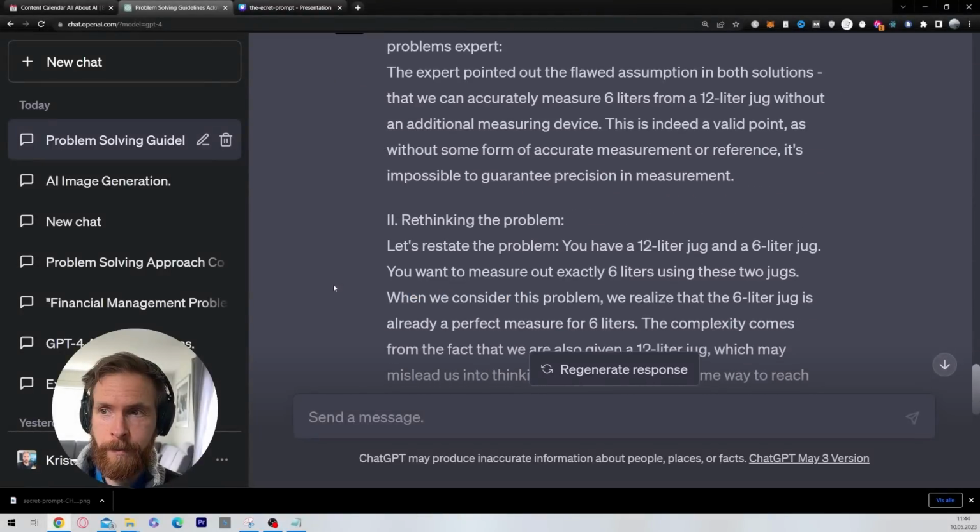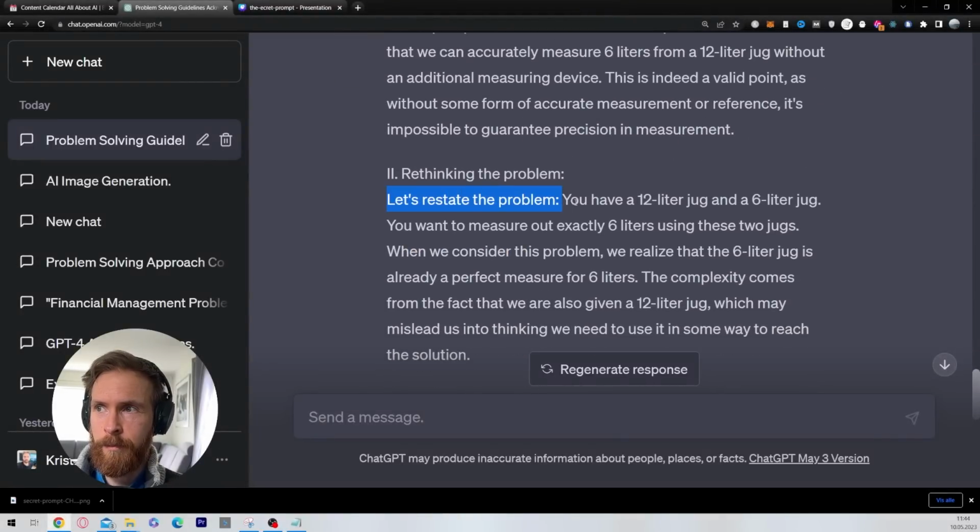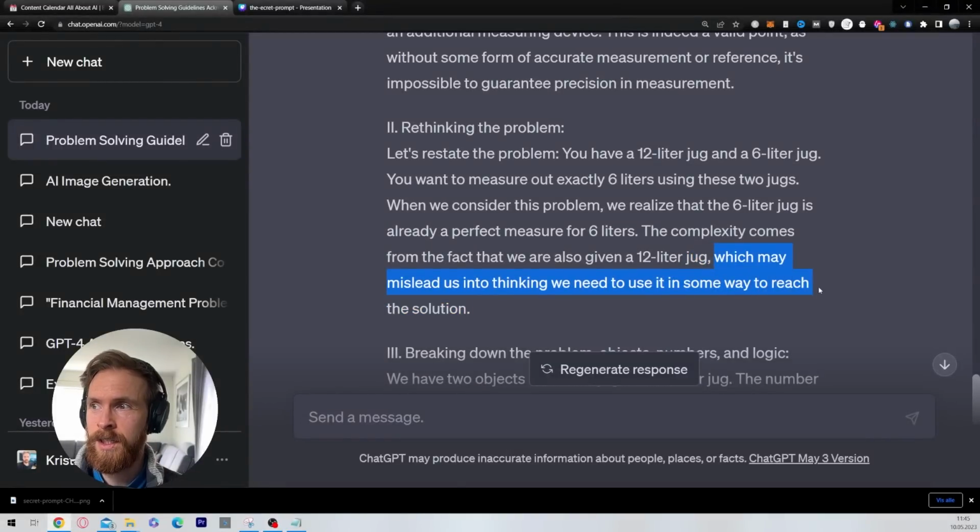Rethinking the problem. Let's restate the problem. You have a 12-liter jug and a 6-liter jug. You want to measure out exactly 6 liters using these two jugs. When we consider this problem, we realize that the 6-liter jug is already a perfect measure for 6 liters. The complexity comes from the fact that we are also given a 12-liter jug, which may mislead us into thinking we need to use it in some way to reach the solution. Yes, that is exactly the problem.